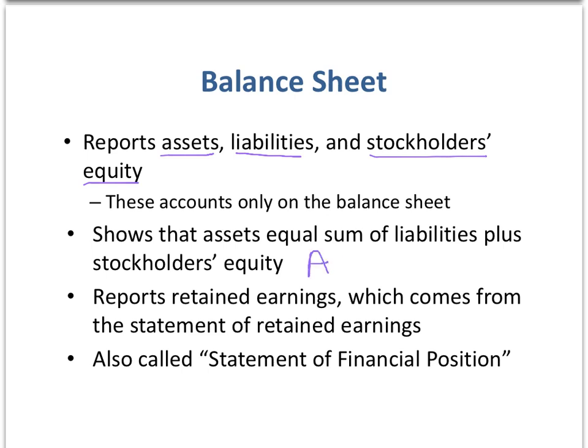So that accounting equation that we already looked at, assets equal to liabilities plus equity, is the format for the balance sheet. The balance sheet report shows retained earnings, which came from our statement of retained earnings, which we calculated right before this one. And the balance sheet is also called the statement of financial position. Typically, balance sheet is the more common term, but it is also the statement of financial position.